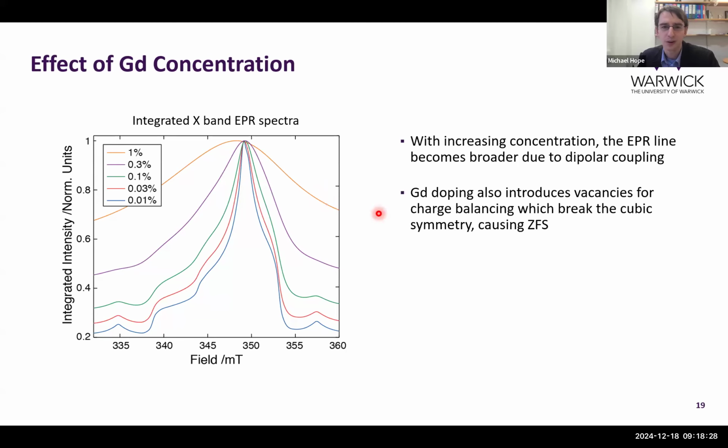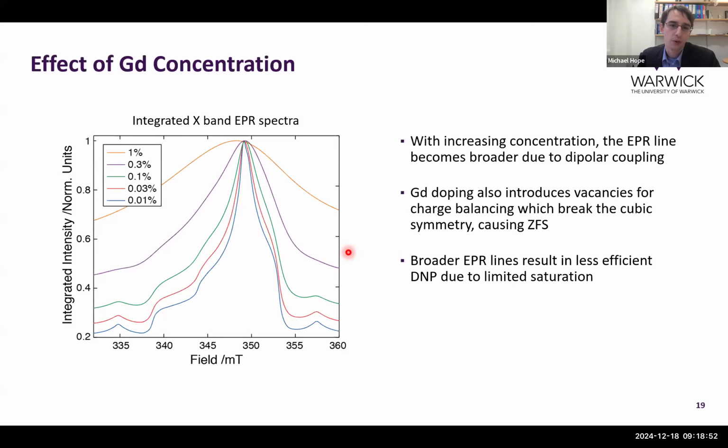It's worth also mentioning that because gadolinium is 3+, whereas cerium is 4+, if you dope gadolinium, you have to introduce oxygen vacancies to balance the charge. The presence of oxygen vacancies will break the cubic symmetry, so that could introduce some zero field splitting. So that may be a factor, but I think it's predominantly the dipolar coupling. So this makes sense. The higher the concentration, the broader the EPR line, the less efficient the saturation, and the worse the DNP. So that's all very consistent.